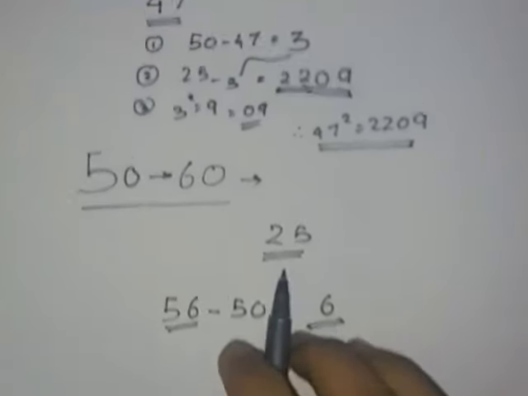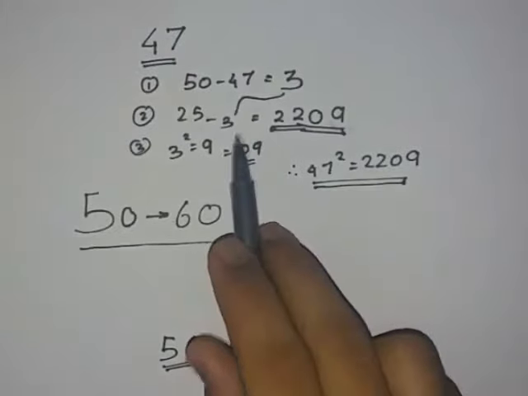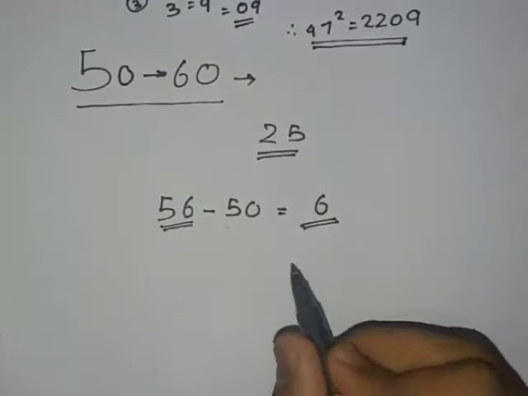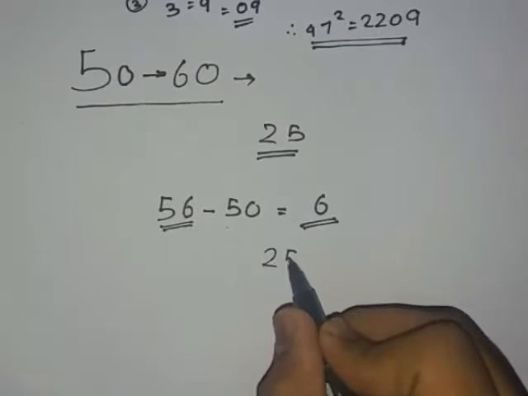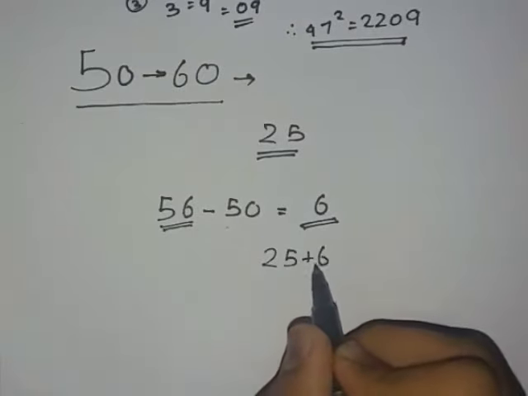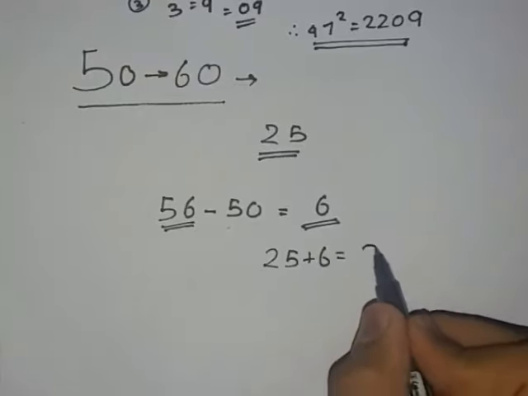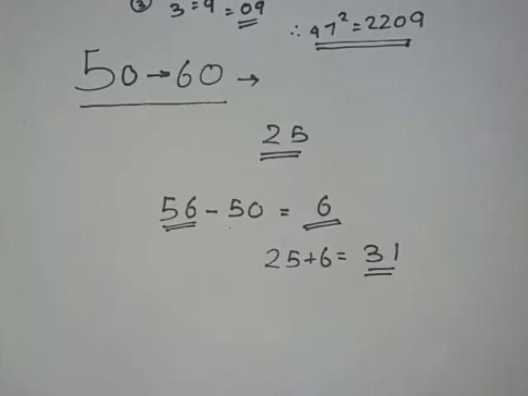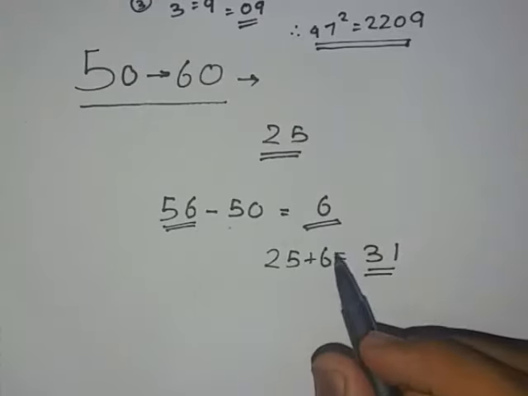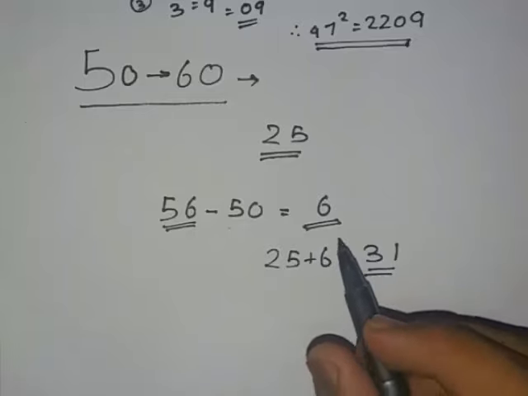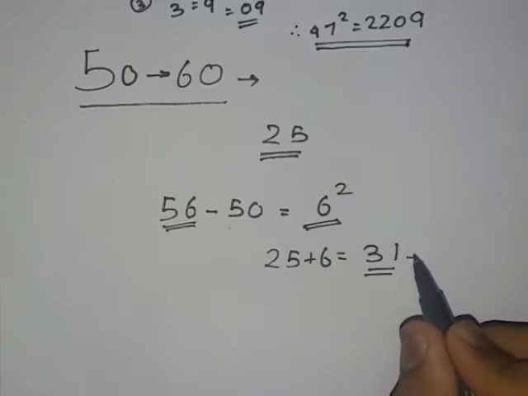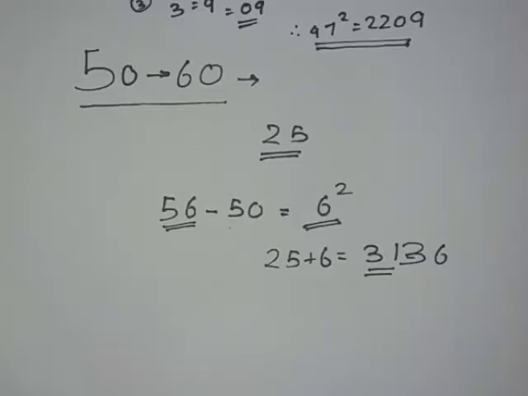Earlier we subtracted that number from 25. In this case you add the number to 25. 25 plus 6 equals 31, which are the first two digits. And of course, what would be the last two digits? 6 square equals 36. So the answer is 3136, equals 56 square.